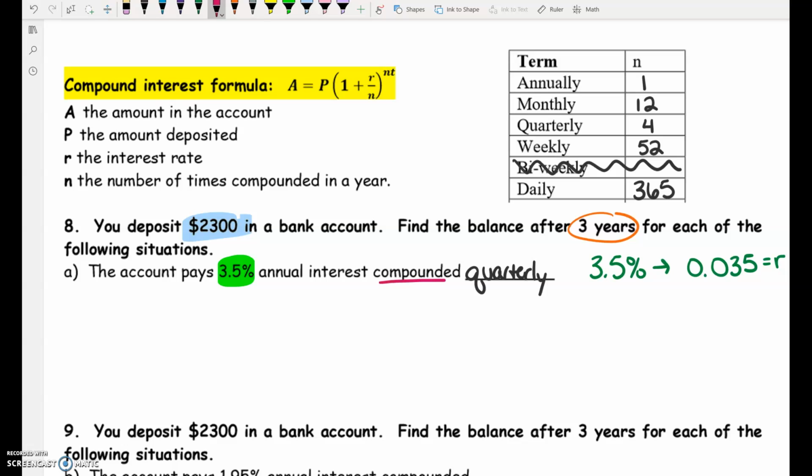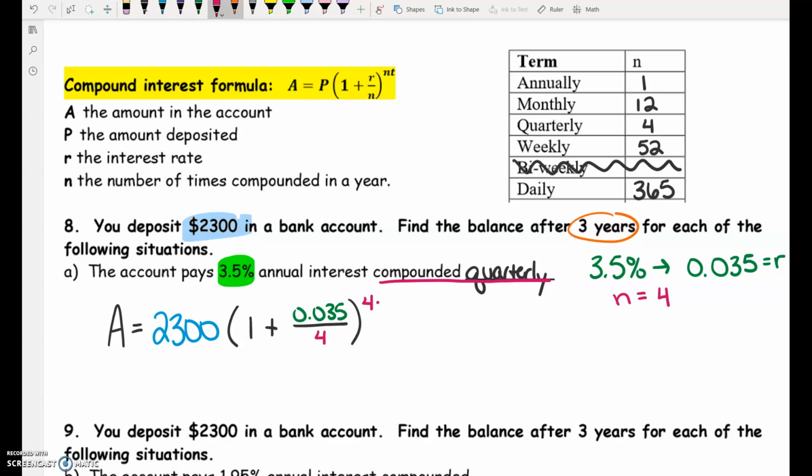N is how often it is compounded. So if it's compounded quarterly, N is going to be 4. Okay, so let's plug this into the formula. So the amount in our account is going to be our starting amount, 2,300, times 1 plus our rate, 0.035, divided by how often it's compounded, quarterly, so 4, raised to the 4 times the amount of time, 3 years.